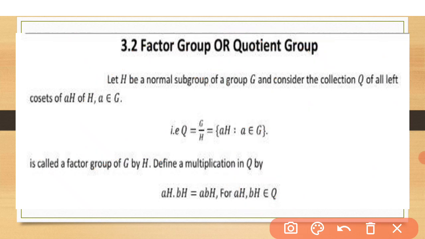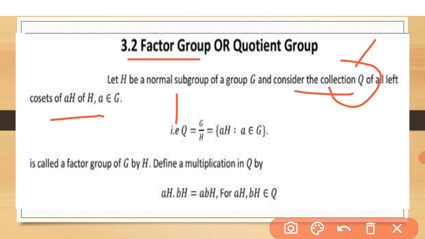and the collection of these left cosets makes a group or collection which is called Q, and this Q is called the quotient or factor group. So we denote it like this. Q is equal to G by H, where H is a normal subgroup, and the collection of all left cosets aH, where a belongs to G, is called the factor group G by H.